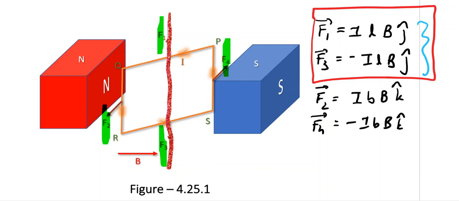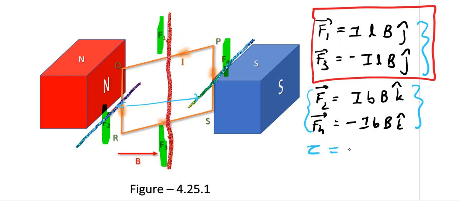Again, the resultant force of these two is zero, but as they have different lines of action, F2 is acting somewhere here and F4 has some other line of action. So the two have some perpendicular distance between them. The resultant force of F2 and F4 is zero, but the torque is not zero. And then we calculated that torque can be determined by taking force into the perpendicular distance of the force, and the perpendicular distance is L sine theta.